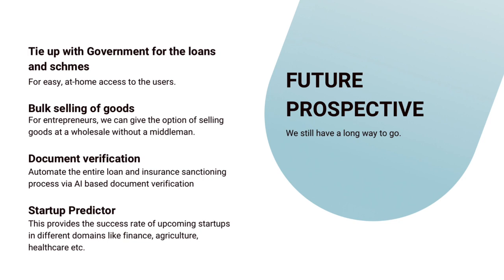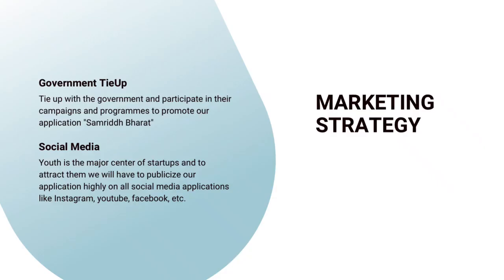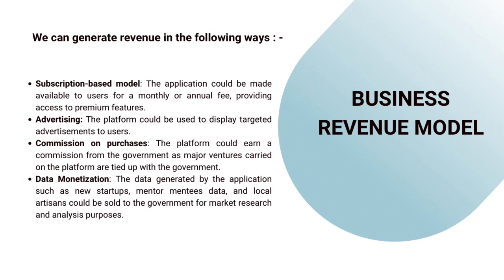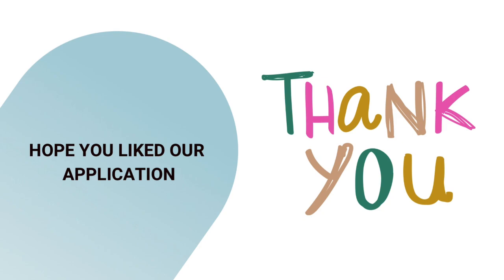A product is only successful when it is marketed well, and we would love that SamriddhBharat reaches a huge target audience, for which, as mentioned above, we are already tying up with the government for multiple fundings and loan schemes. Using this platform, we would like to participate in their campaigns, programs, and promote our application SamriddhBharat. Lastly, the major chunk of our target audience is youngsters, which can be attracted using various social media platforms like Instagram, YouTube, Facebook, etc. We, being a company, would also like to generate revenue from this application, and the business model for the same is a subscription-based model, where the premium features of our application will only be accessible to subscribed users.